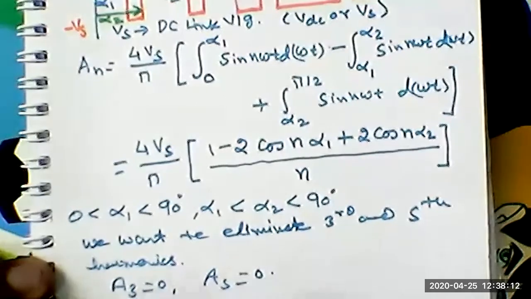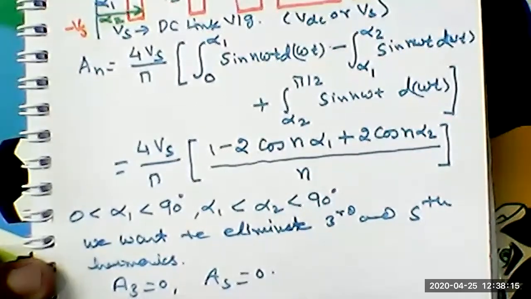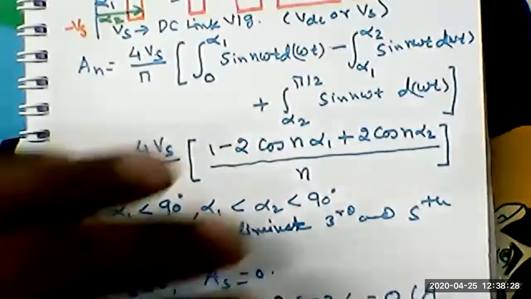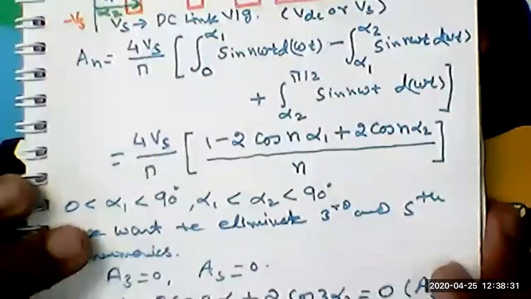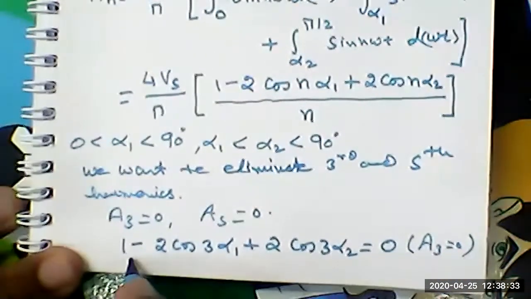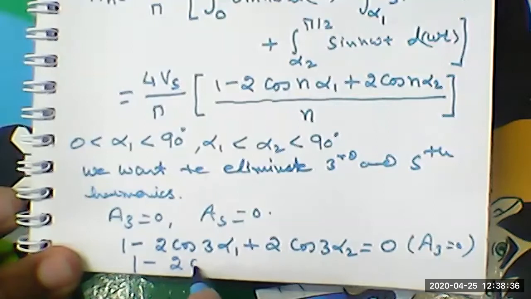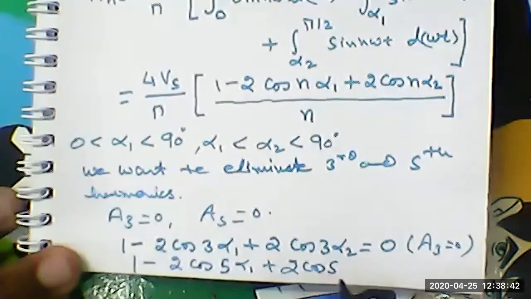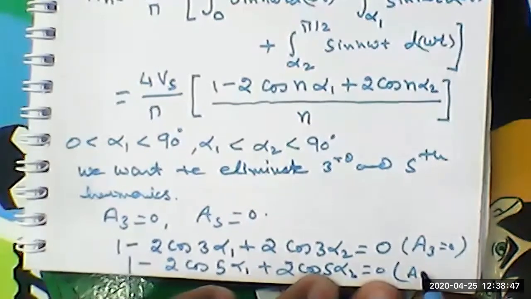That means 1 minus 2 cos 3 alpha 1 plus 2 cos 3 alpha 2 must be equal to 0, as A3 equal to 0. Similarly, 1 minus 2 cos 5 alpha 1 plus 2 cos 5 alpha 2 must be equal to 0, as A5 equal to 0. Clear?